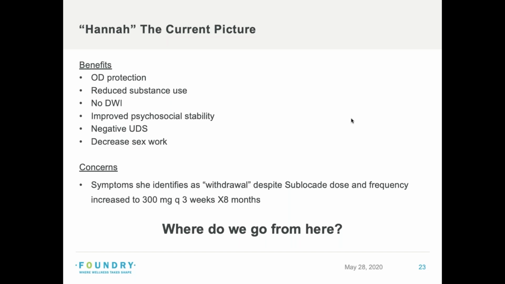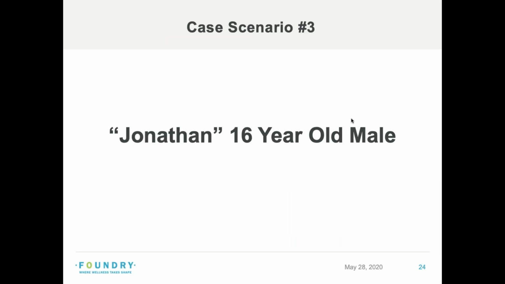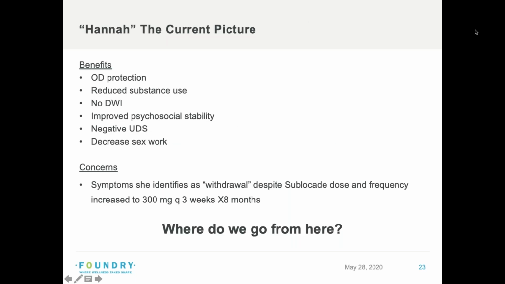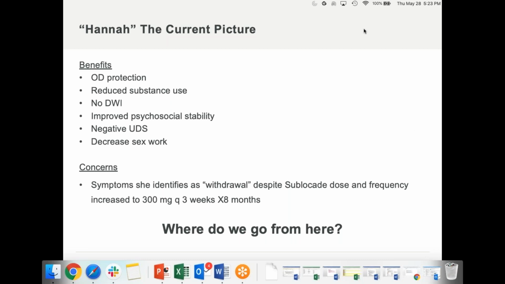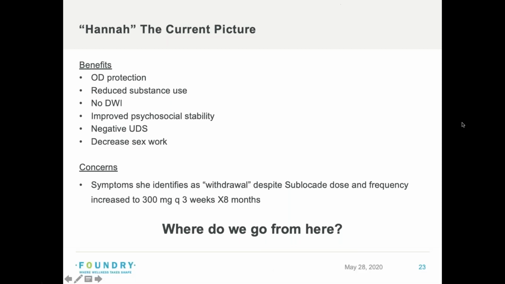So she's now at steady state, and at steady state above what the monograph would recognize. So it doesn't make sense to me pharmacologically that this would be withdrawal. So what is it? I'm hoping with the oxybutynin, we're going to see some resolution of this, but at this point, if that's not the case, we'll have to renegotiate with this youth and hopefully find a way to keep her on this medication, because other than that, she has done quite well.